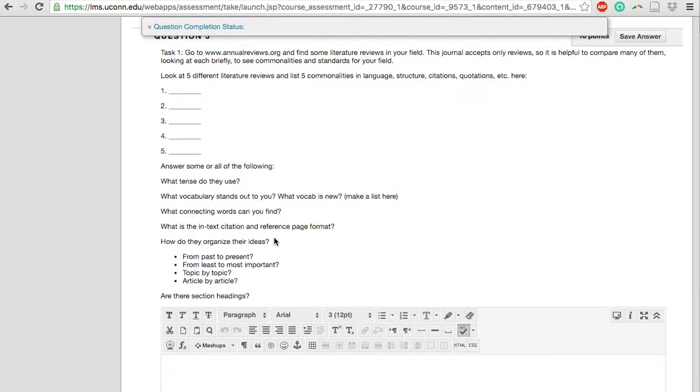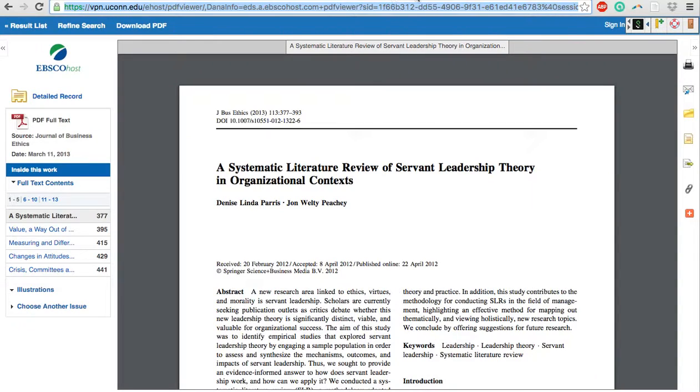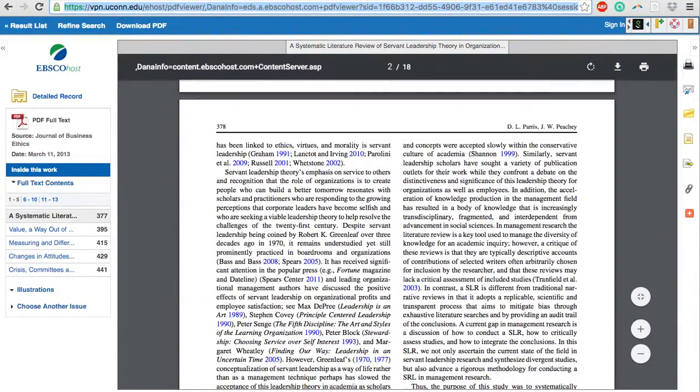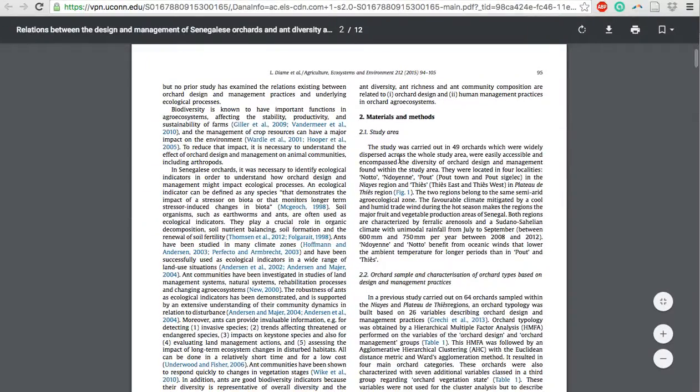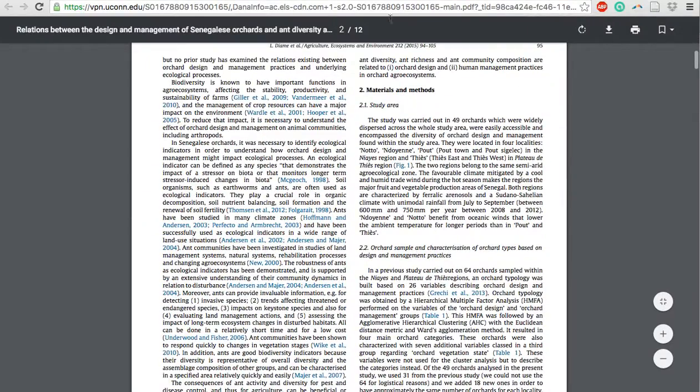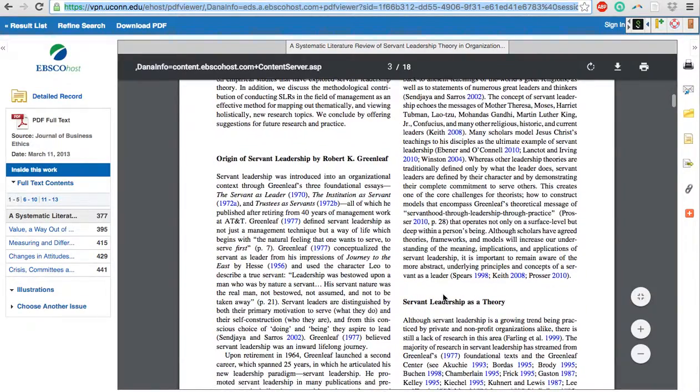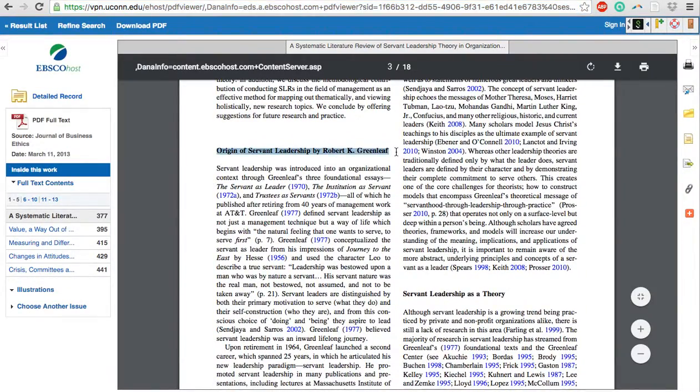How do they organize ideas from past to present, from least to most important, topic by topic, article by article? Hopefully it's not this, but it might be. You might see how that doesn't help you very much. And are there section headings? By that I mean, is it like this? I think I'm at this paper. Is it like this where they have different sections? They all do. This one is all a literature review. So they have different sections based on main ideas.